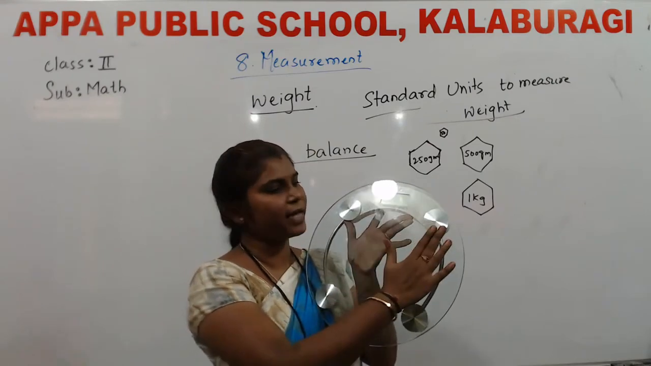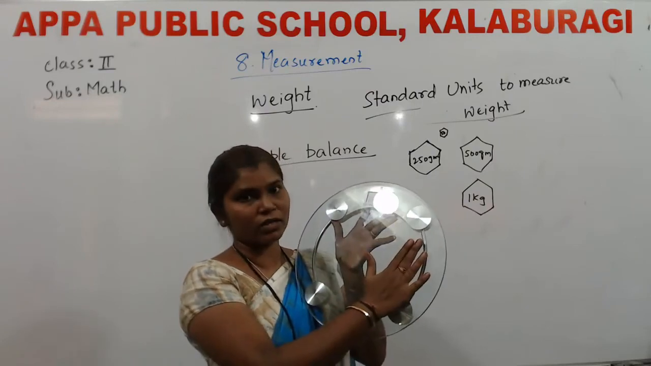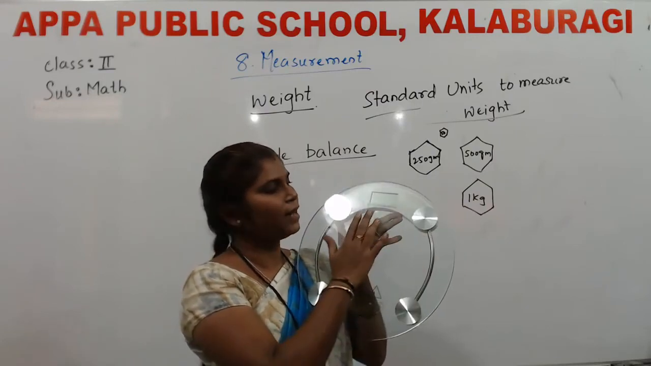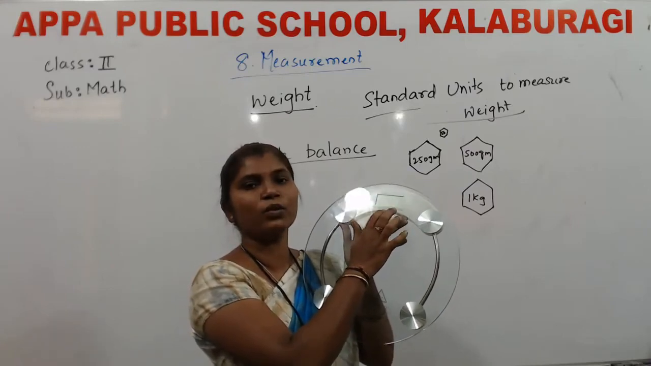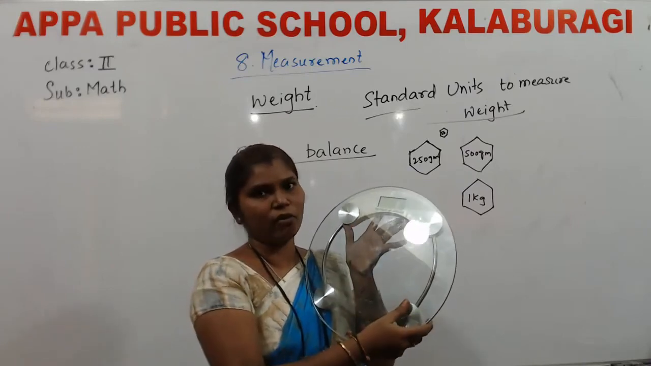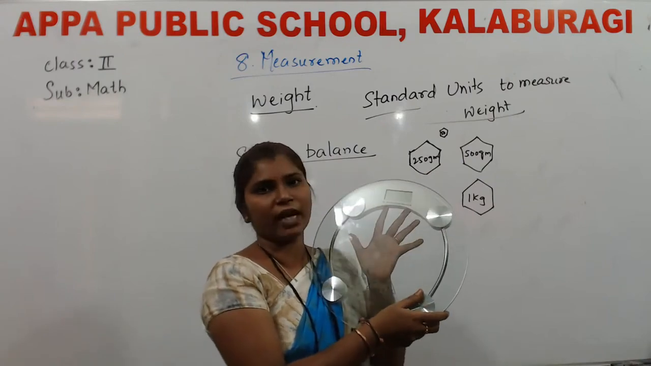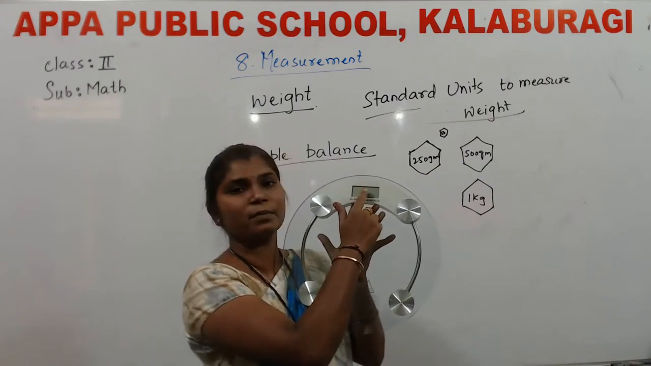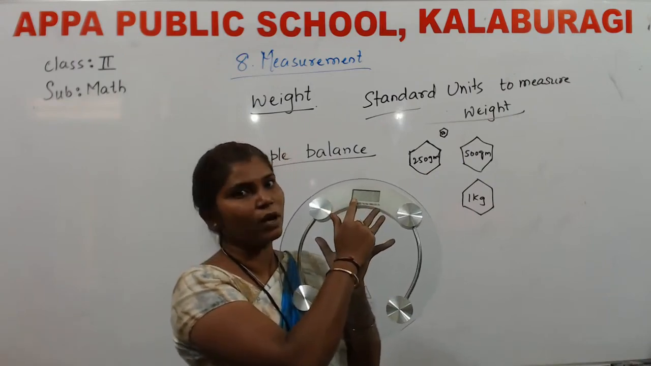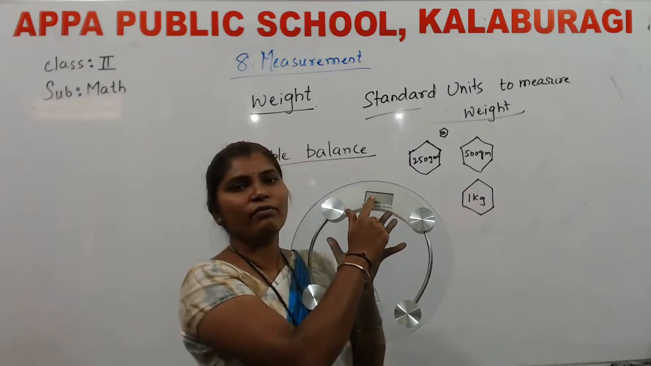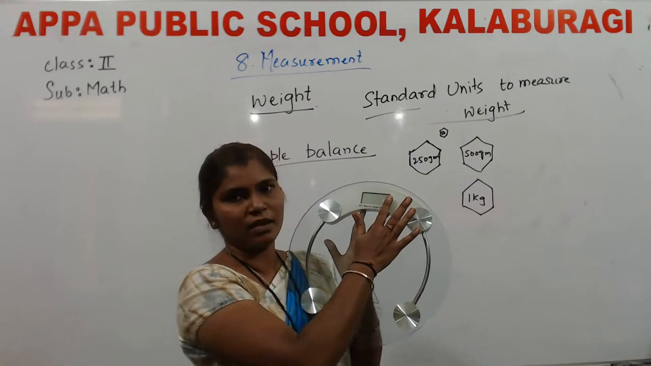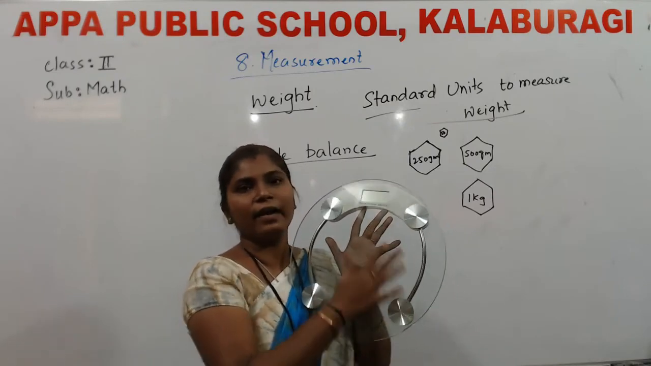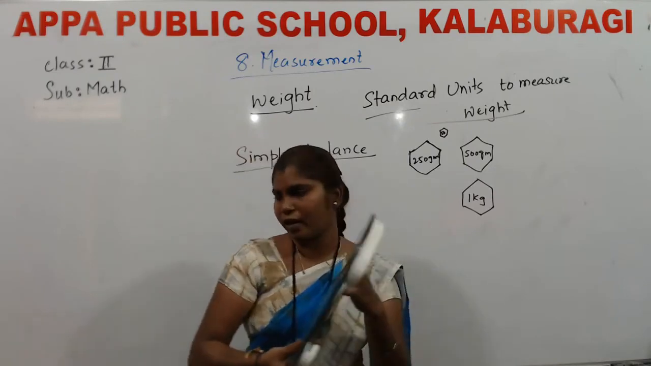So we have to stand on this, place our foot on this, then it will give us the measure. That means it will give the weight of your body, whatever it is. If you are 50 kg, it will display 50 kg on the digital display. If you are 5 kg, it will show 5 kg. This is a digital weighing machine.